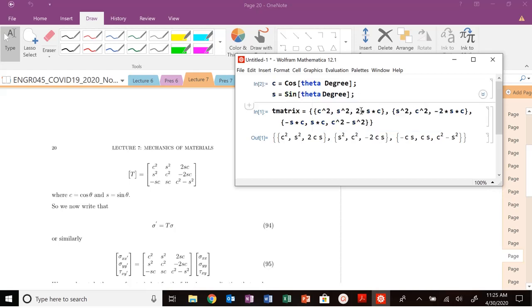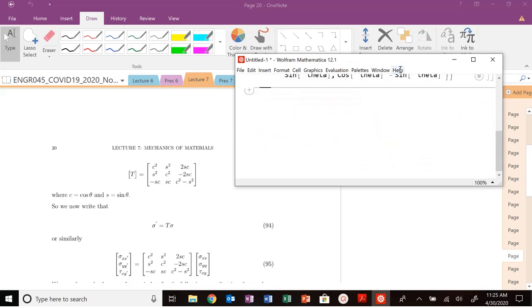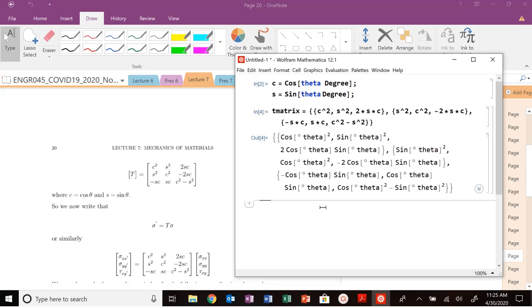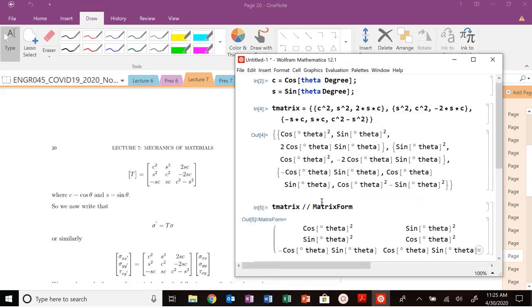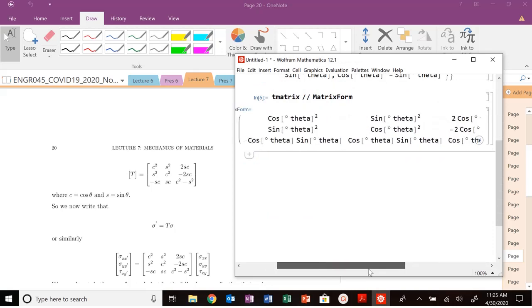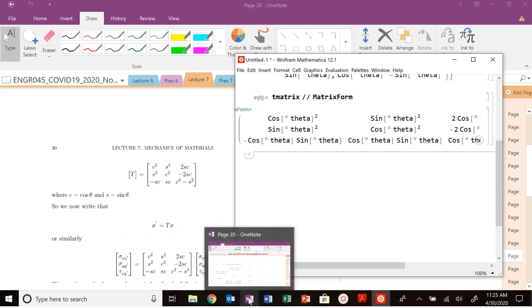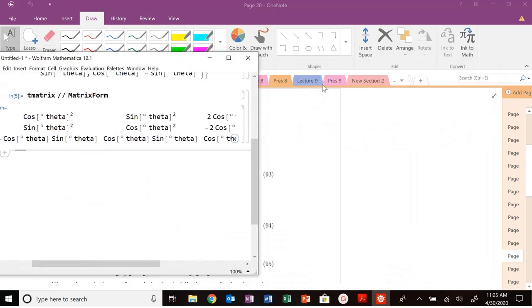Close it up. Define that. And we can look at it a little bit larger now. Let's actually pull it up on the side here. So I'm going to do P matrix form, so we can see our matrix of rotation there. All right, so we need to go back to our problem.